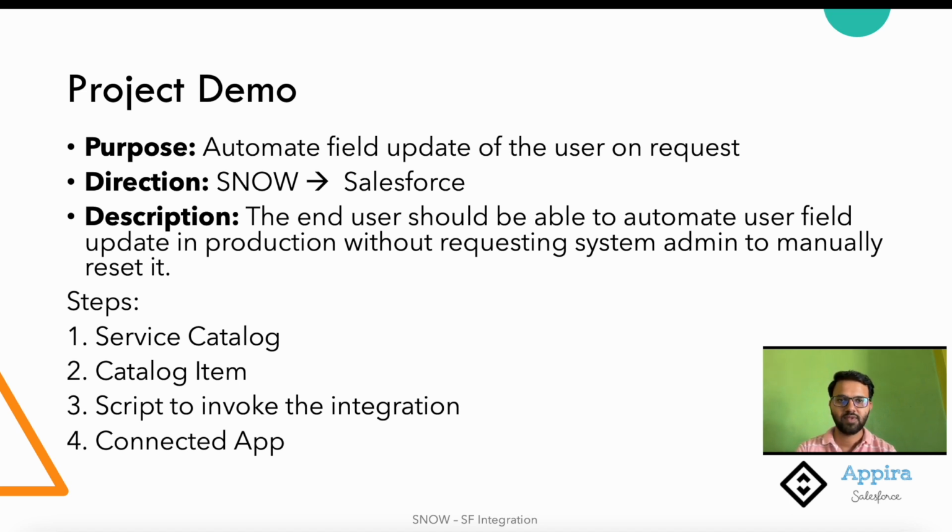The objective of this project, like I said, is to update a few fields in production. Why we need this is because only a few users in production are system admin users. So in order to request anything, we have to depend on those few system admin users to fulfill our request. So why not automate this through ServiceNow? Let us see how to do it.